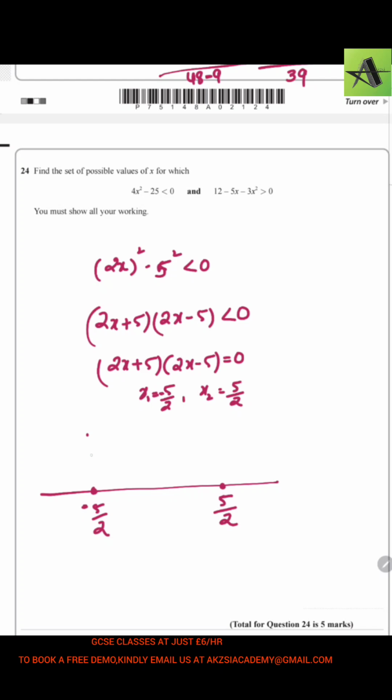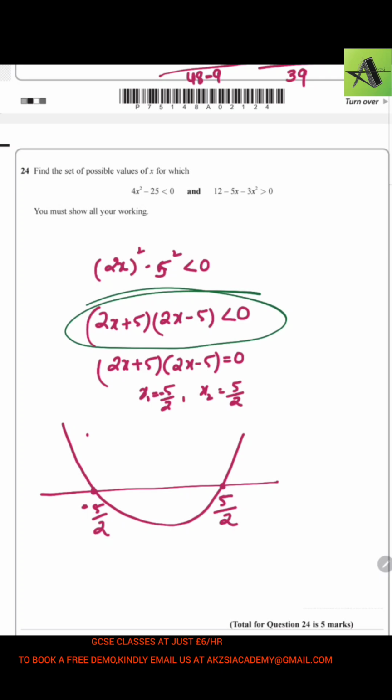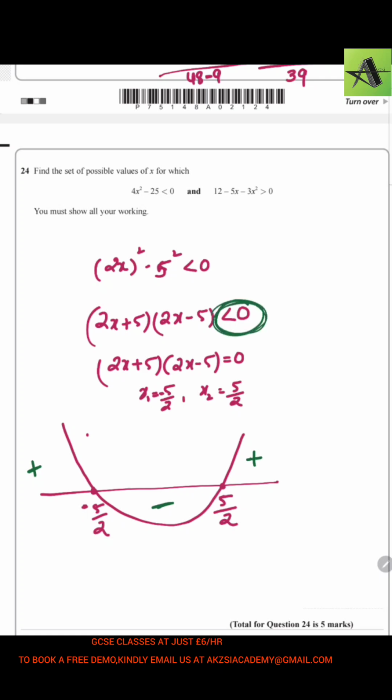Now we know these two are the roots, so I'll draw a rough diagram of the quadratic curve, or the parabola. I replaced the inequality with an equals sign only to find the roots, but our main aim is to find the inequality, which is less than 0. When I draw a quadratic curve, it divides the whole region into three parts: positive, negative, and positive. If it's less than 0, we're talking about the negative zone. If it's greater than 0, we're talking about the positive zone.